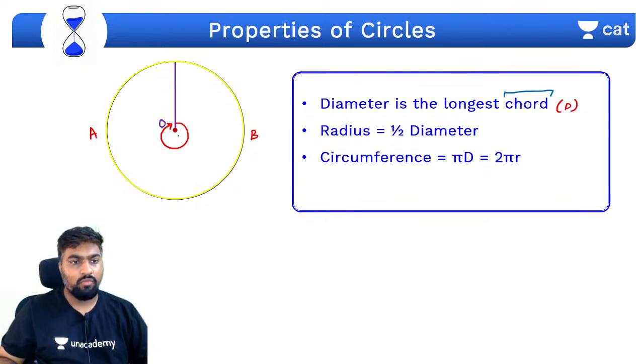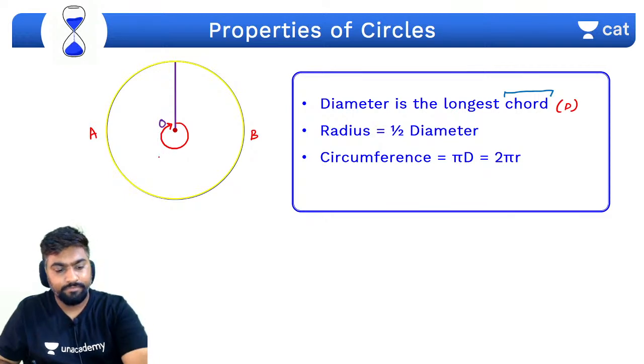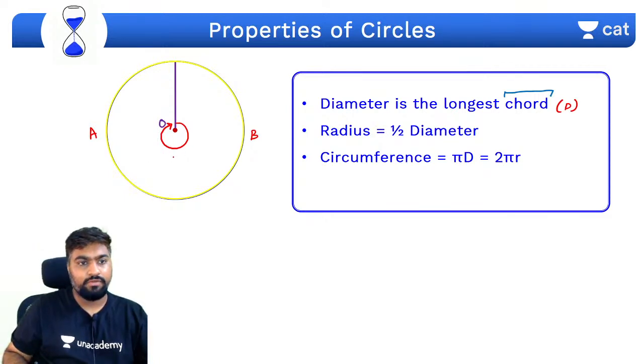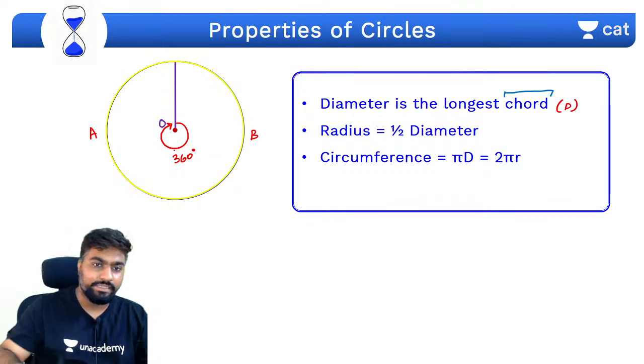Anyone? What is this angle? Quickly tell me, somebody. 360 degrees. Beautiful. So this 360 degrees is also called the central angle, because there is nothing else here yet. So this is called the central angle, 360 degrees.